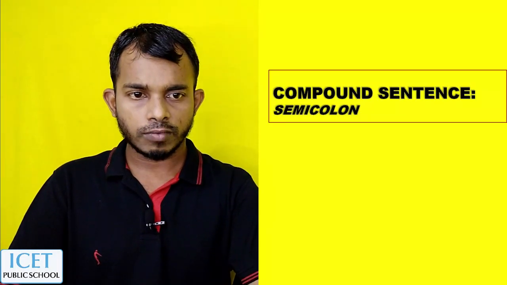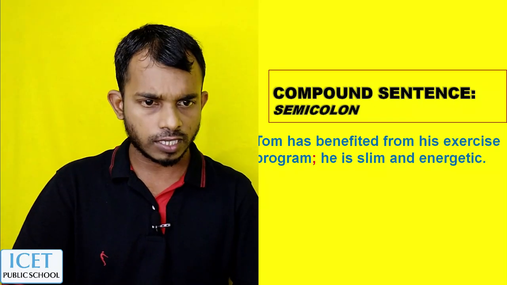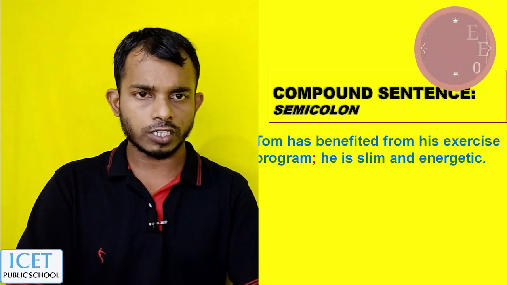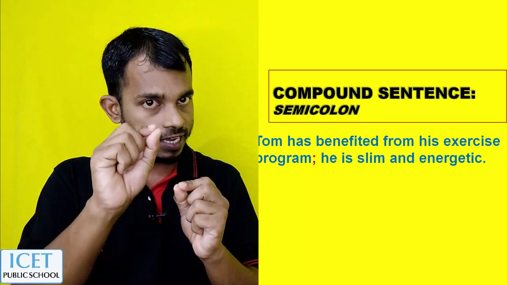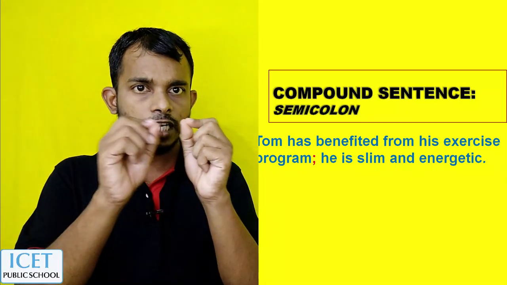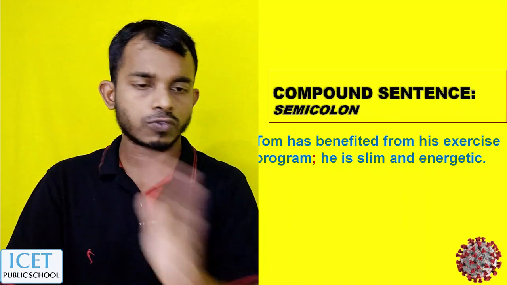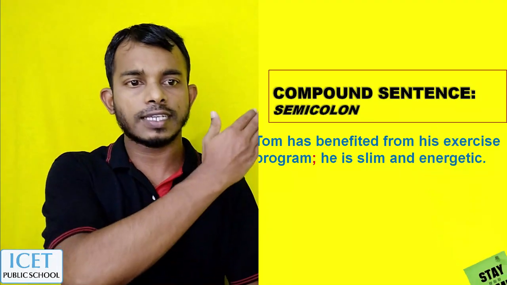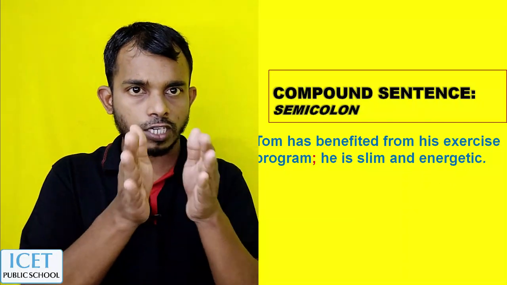Now, compound sentence with a semicolon. Tom has benefited from his exercise program; he is slim and energetic. We used only a semicolon. We did not use "and," "or," or any conjunctive adverb such as "moreover." Only the semicolon has been used in the sentence. It is an example for the usage of the semicolon as a conjunctive adverb.